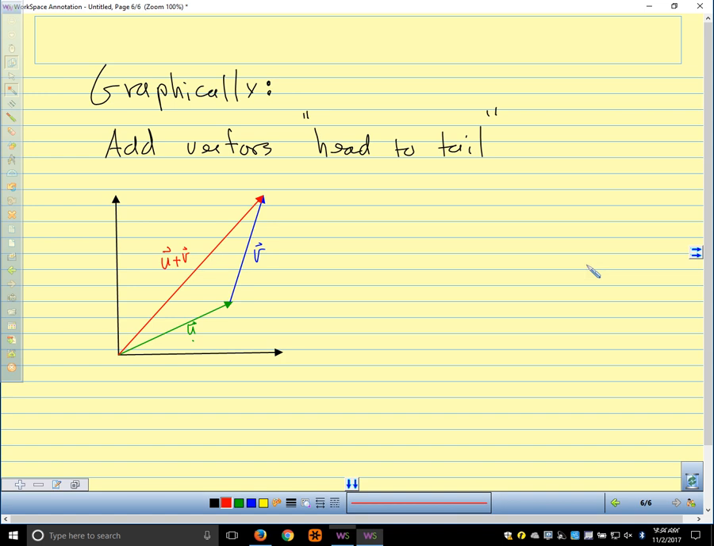Another way that you might visualize this, and sometimes they do this in your physics class, is you can draw a parallelogram. So I would put vector u here and vector v here. And then you can think of u plus v as a diagonal of that parallelogram. So each side of the parallelogram here is v, each of these sides is u. And the u plus v is the diagonal of the parallelogram.